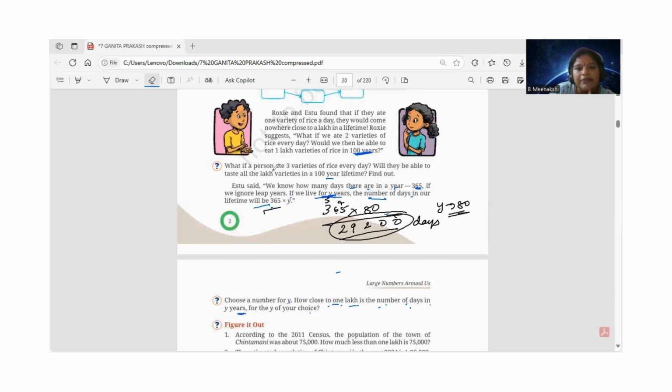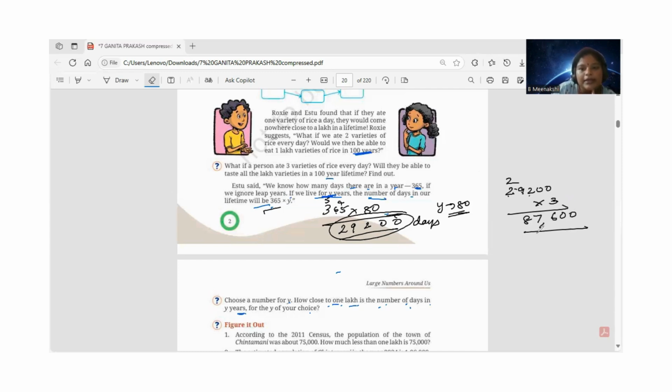Supposing you consider the same 3 varieties of rice, you can multiply 29,200 by 3. So what will you be getting? The 00, make it as it is. 3 2s are 6. 3 9s are 27. 3 2s are 6 plus 2, 8. So nearly 87,600 varieties of rice we will have.